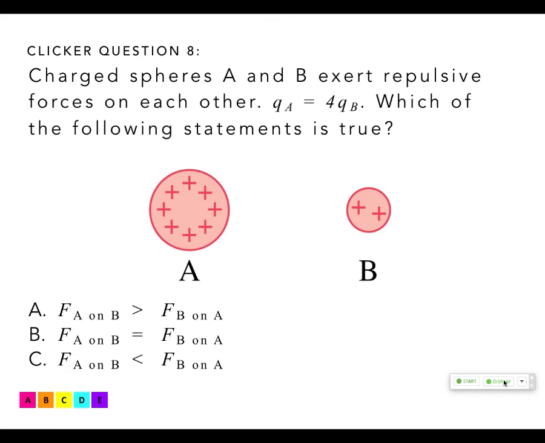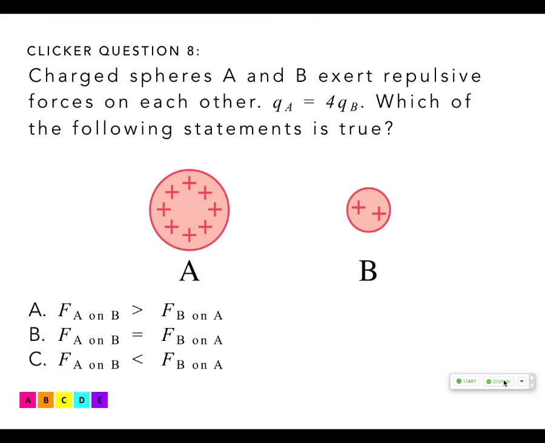Okay, so let's write this up. Here's A. We'll call this QA, QB. And remember, our R is just the distance between the centers, so that's R. So the force of A on B is going to be K QA QB over R squared.